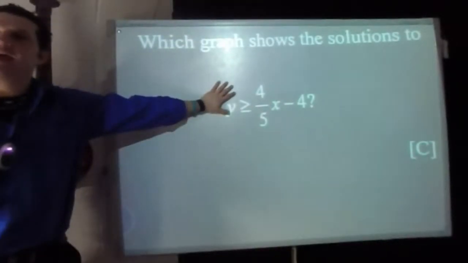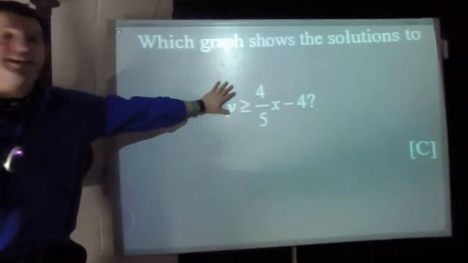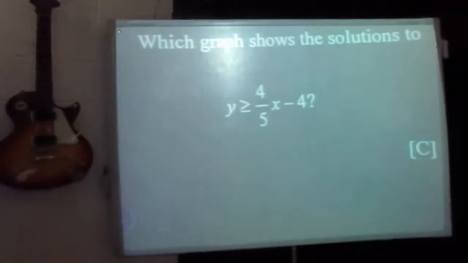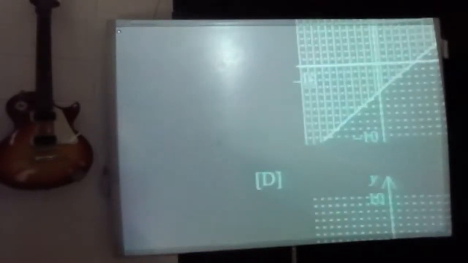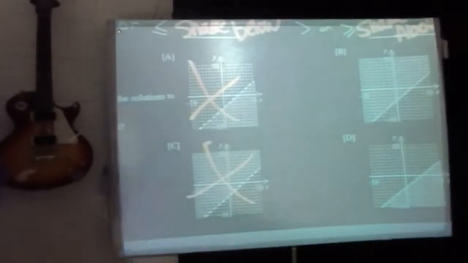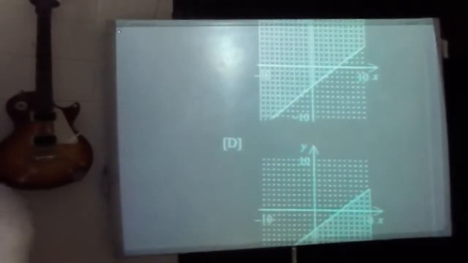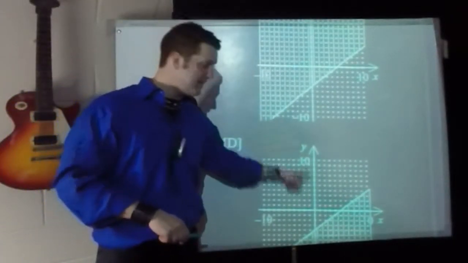All right, first thing to ask yourself: dotted or solid line based on this? Solid line. Look at your answers. Which ones have solid lines? B and D. So based on that alone, you got 50-50. It's not going to be A and C because they got dotted lines, and I want a solid line. Now between these two, I want you to see this is the exact same line as this.